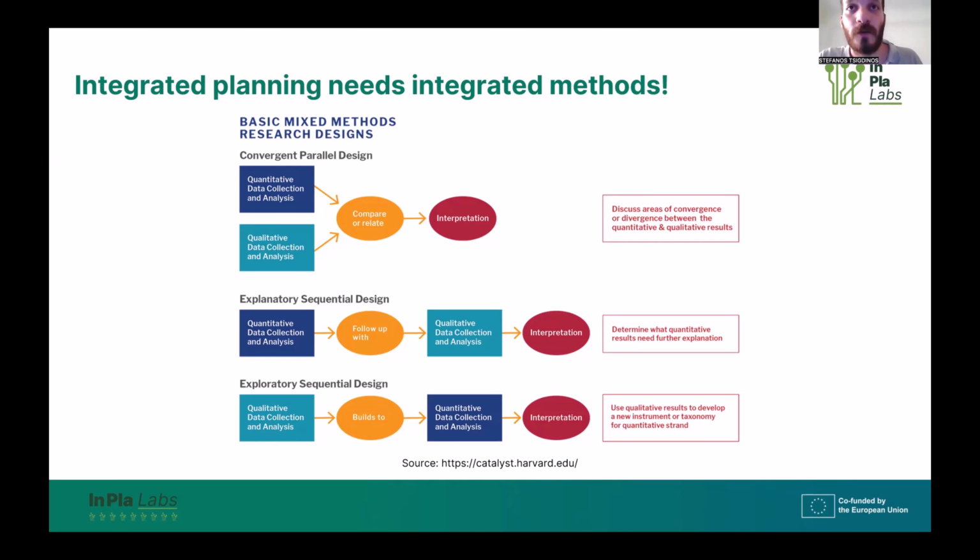So this could be a second pathway, and this would be the explanation, and the third one would be the exploration.